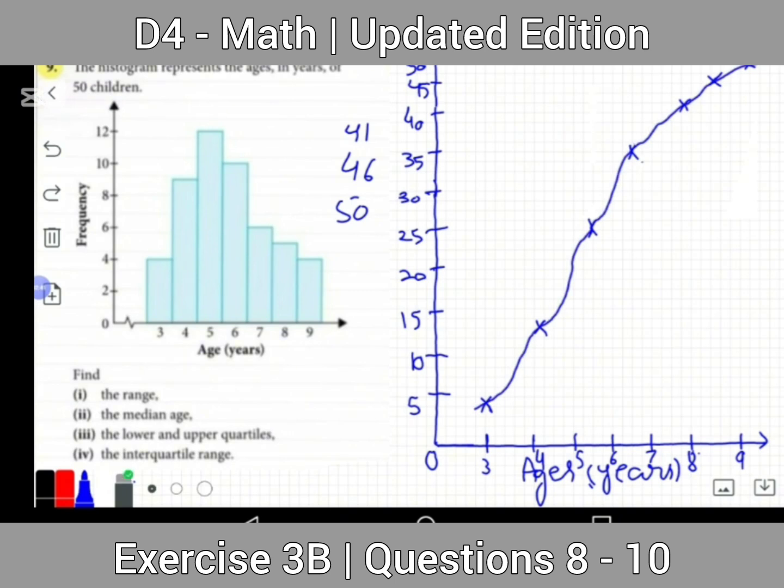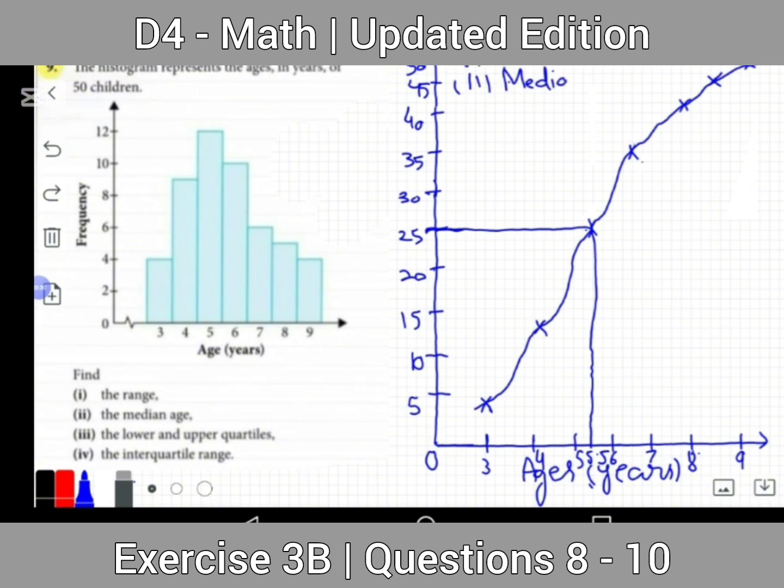Now to find the position of the median we will use n divided by 2, which is equal to 25, because 50 over 2 is 25. From 25 we will draw a horizontal line until it touches the cumulative frequency curve. From the point of intersection on the curve, we will draw a vertical line until it touches the x-axis. So here we have the value approximately 5.5. So in part 2, the median is equal to 5.5 years.